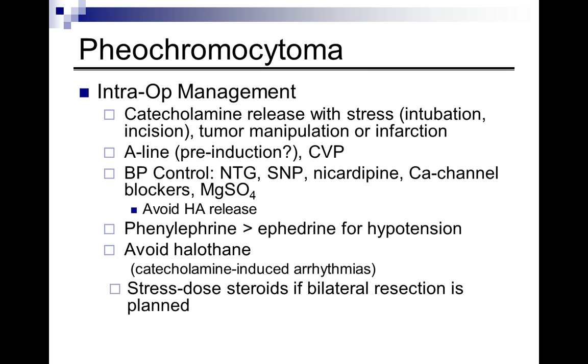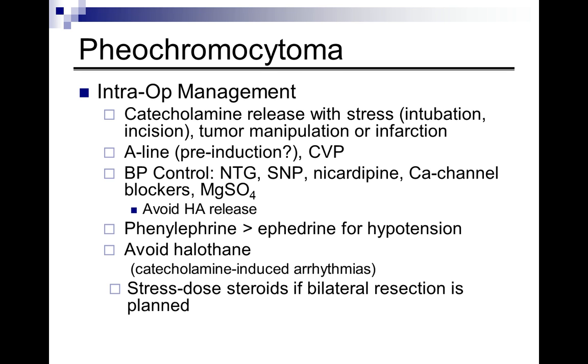Intraoperatively, our main concern is release of catecholamines, and this can occur not only with tumor manipulation or infarction if blood supply is compromised, but even during stressful moments like intubation or incision. And so we want to be prepared to manage these paroxysms of catecholamine release. An A-line is definitely recommended, and some say it should be put in prior to induction of anesthesia. And a CVP is often placed not only for invasive hemodynamic monitoring, but also for administration of vasoactive substances.